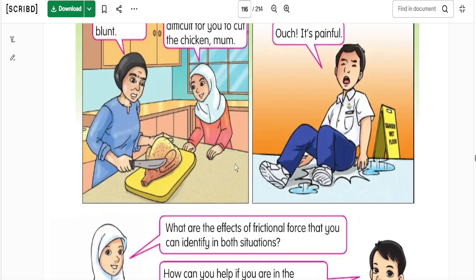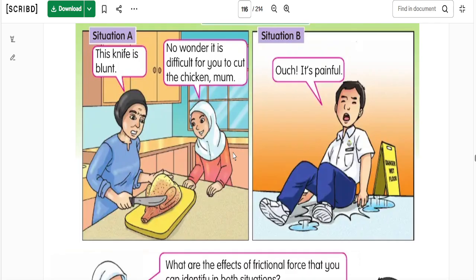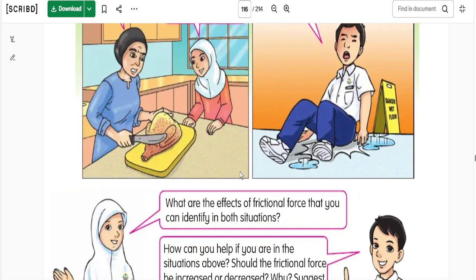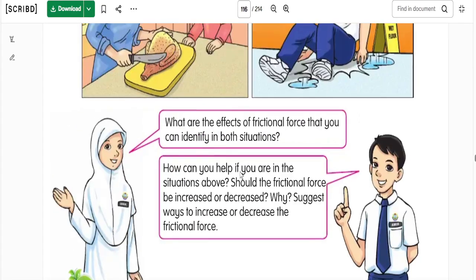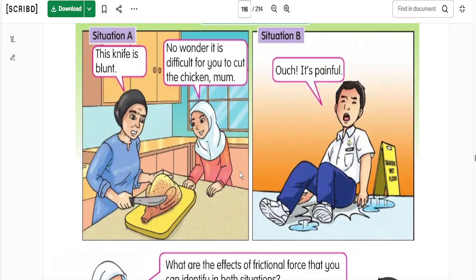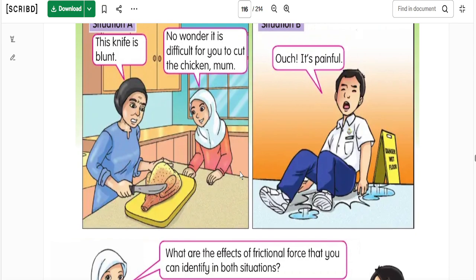So in both of these, what did you notice? What is the effect of frictional force that you can identify in both situations? There is no frictional force in those two. The knife is blunt, it's not sharp enough, and the water is slippery.